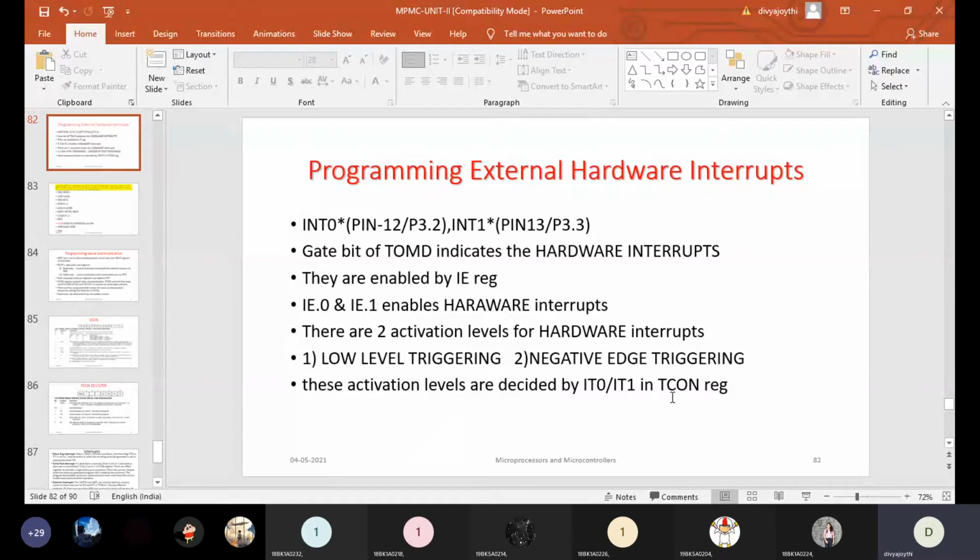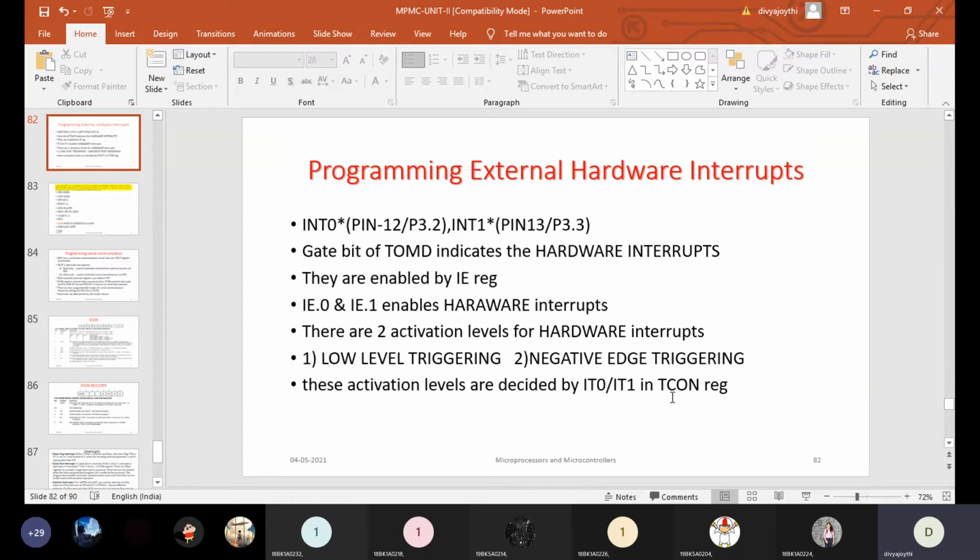Int 0 bar means external interrupt coming from the zeroth device. Int 1 bar means external interrupt coming from the first device. That is the meaning of int 0 bar and int 1 bar. And if you observe the pin diagram of the 8051 microcontroller, int 0 bar is connected to pin number 12, and int 1 bar is connected to pin number 13. That means the device that wants to interrupt the 8051 needs to be connected to either of these two, either to pin number 12 or to pin number 13.